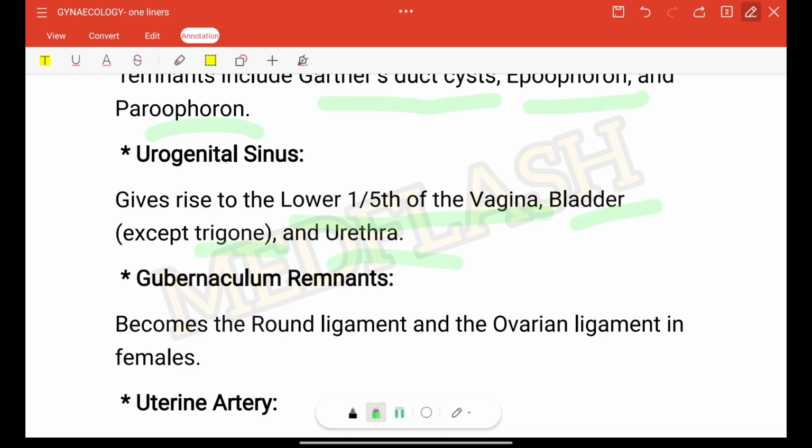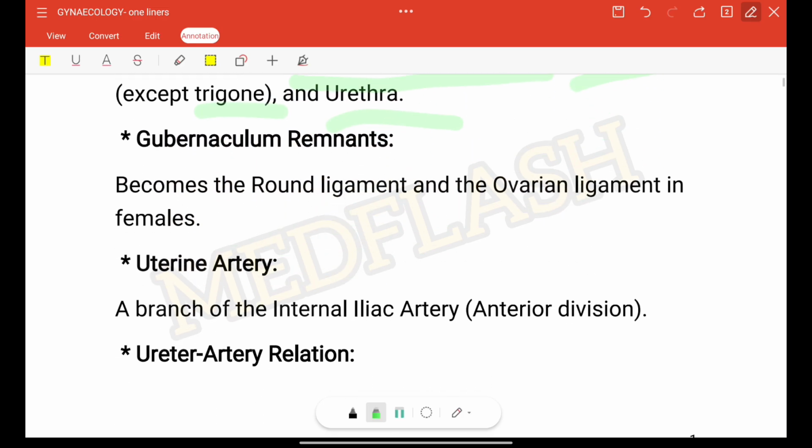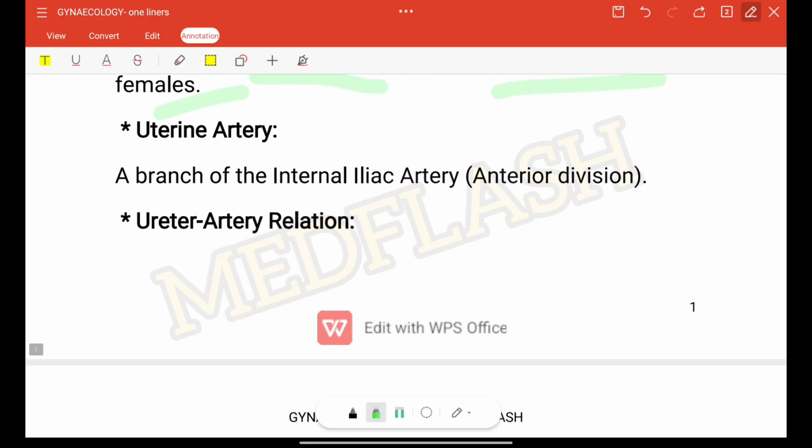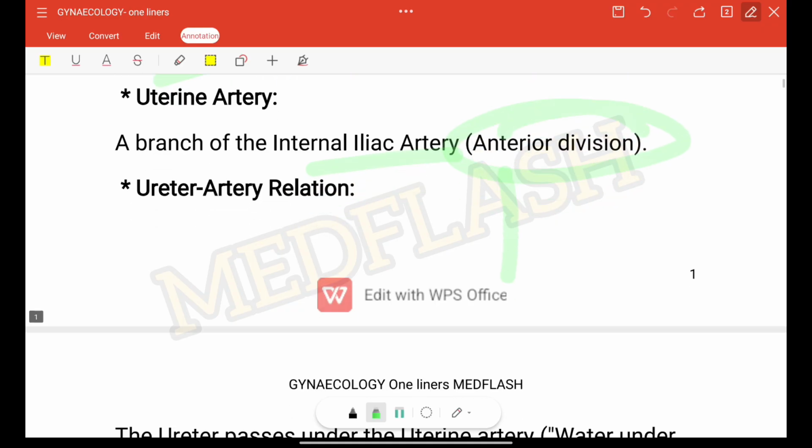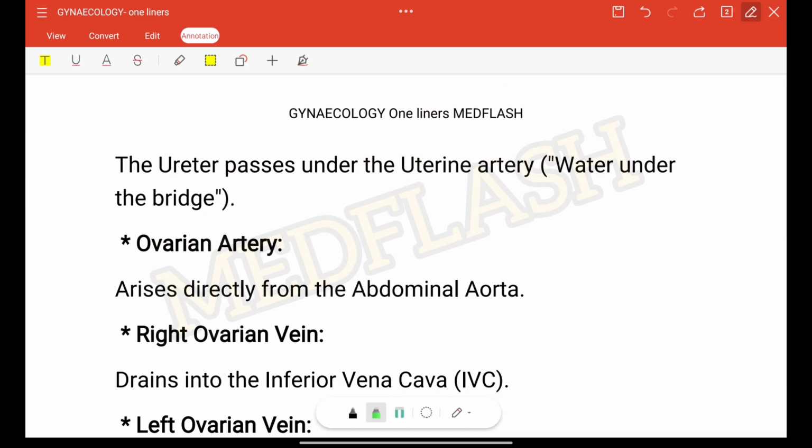Gubernaculum remnants become the round ligament and ovarian ligament in females. Uterine artery, a branch of the internal iliac artery, which is the anterior division. Ureter and uterine artery relation: the ureter passes under the uterine artery, which is water under the bridge. Most important MCQ.